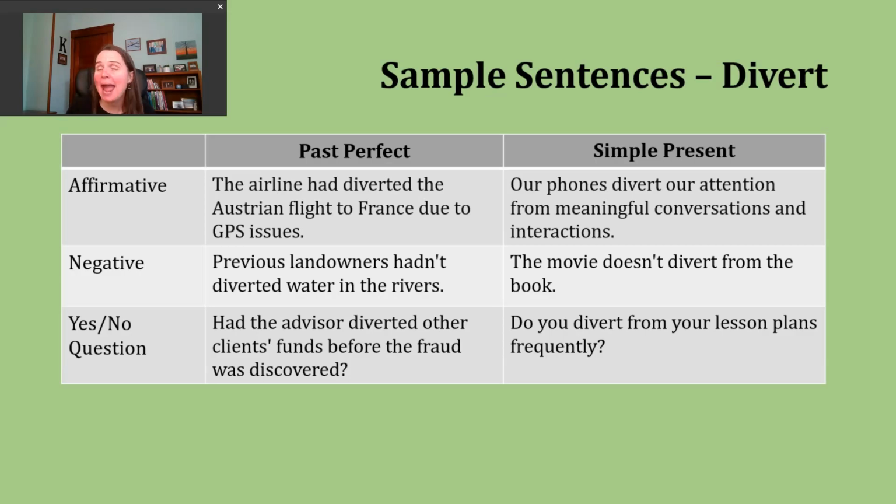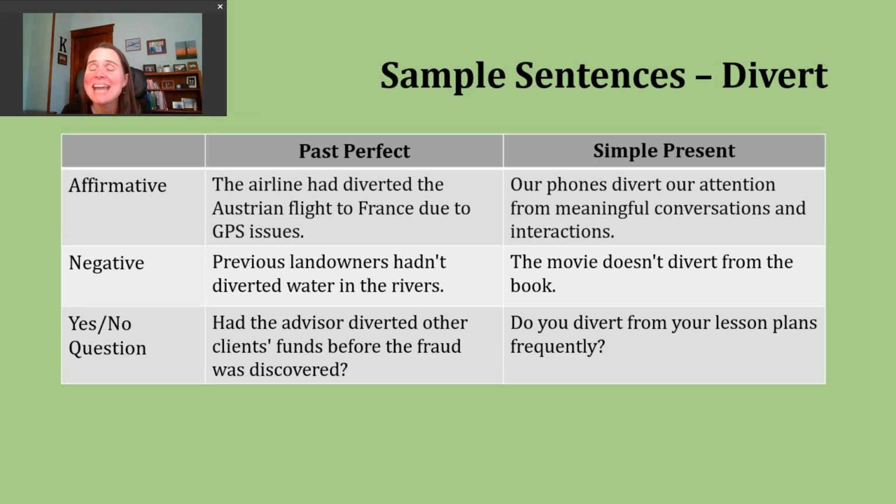We're going to use the past form of have, which is had, and then we'll use the participle form of the verb. And that's what we're going to use in the affirmative. So we'll start with our subject. Doesn't matter what our subject is. We use had, and then that participle form of the verb. You can see it in my example here. The airline had diverted the Austrian flight to France due to GPS issues. So this particular action must have occurred before something else.